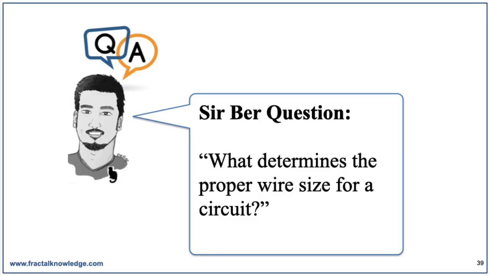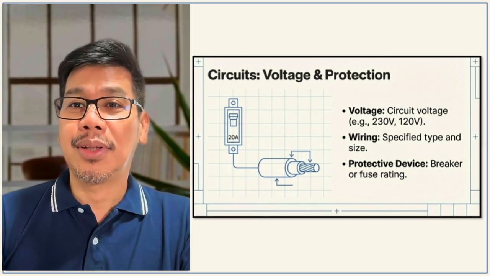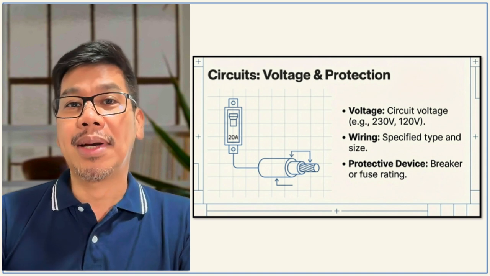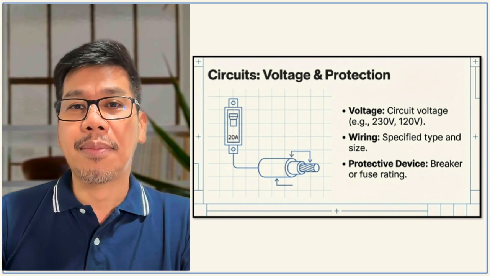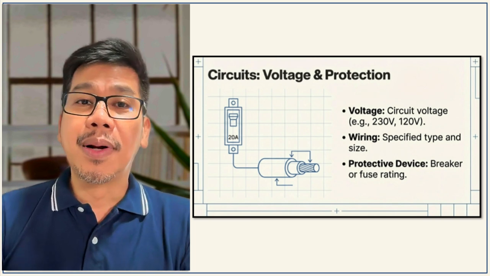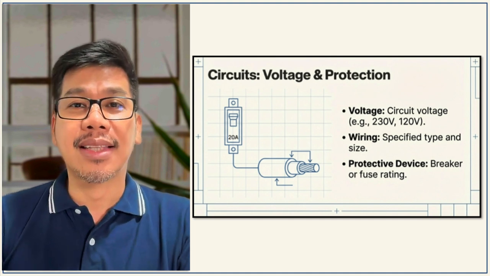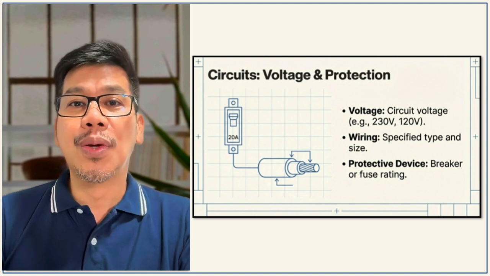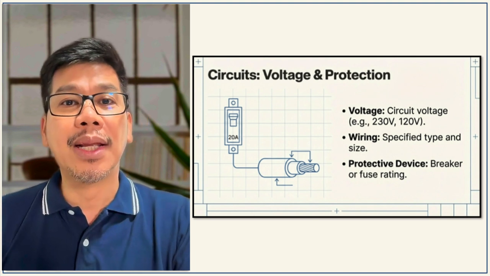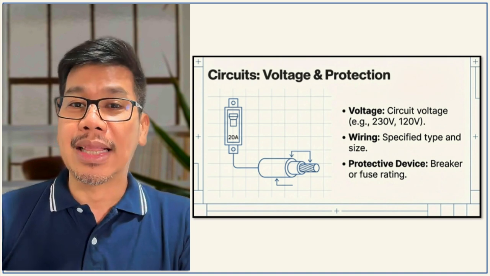Tanong again, what determines the proper wire size for a circuit? Okay, the wire size is determined by the voltage level and the current required by the load. The schedule of load specifies the circuit voltage, conductor type, and breaker rating. This parameter ensures that the conductors operate within safe ampacity limit. Meron tayong table sa Philippine Electrical Code na titingnan natin, which we will discuss in the future series as we complete the entire Philippine Electrical Code 2017. So, pwede nyo po yung bantayan.